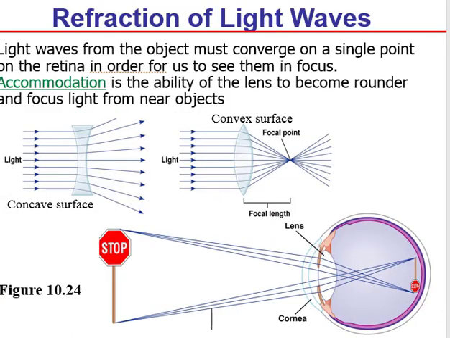In order for us to see the light reflected back to us from observed objects, the light waves must converge on a single point on the retina in order for us to see them in focus, or we may require corrective lenses to help us focus. Convex surfaces allow light to converge on a single focal point.